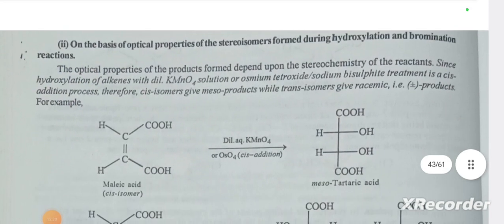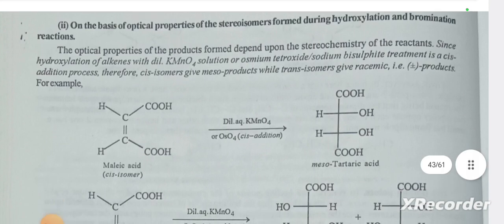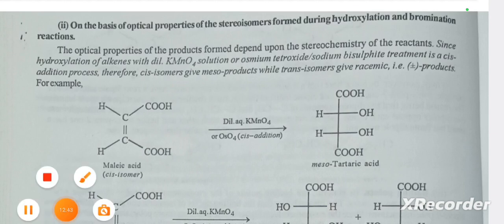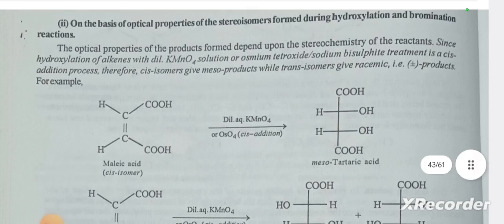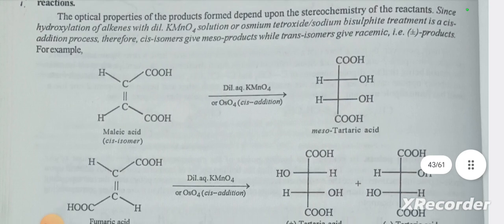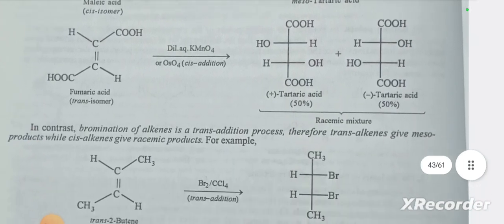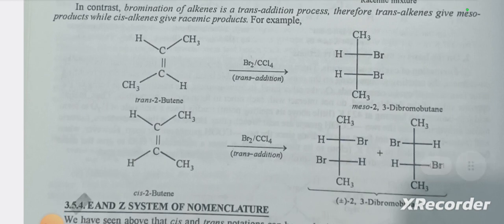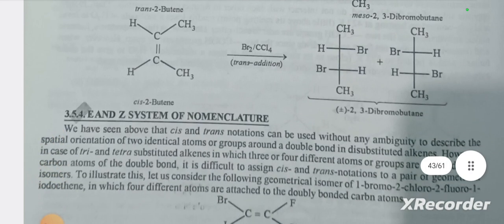On the basis of optical properties of the stereoisomers formed during hydroxylation and bromination reactions, the optical properties of the products formed depend upon the stereochemistry of the reactants. Since hydroxylation of alkenes with dilute KMnO4 solution or osmium tetroxide, sodium bisulfite treatment is a cis addition process, therefore cis isomers give meso products while trans isomers give racemic products. In contrast, bromination of alkenes is a trans addition process. Therefore, trans alkenes give meso products while cis alkenes give racemic products.